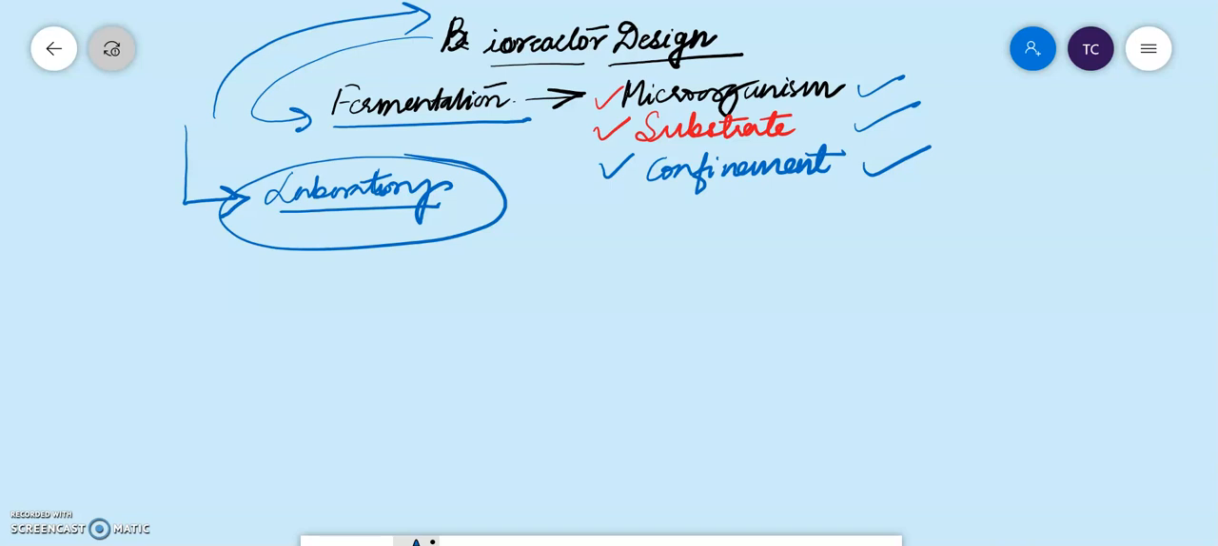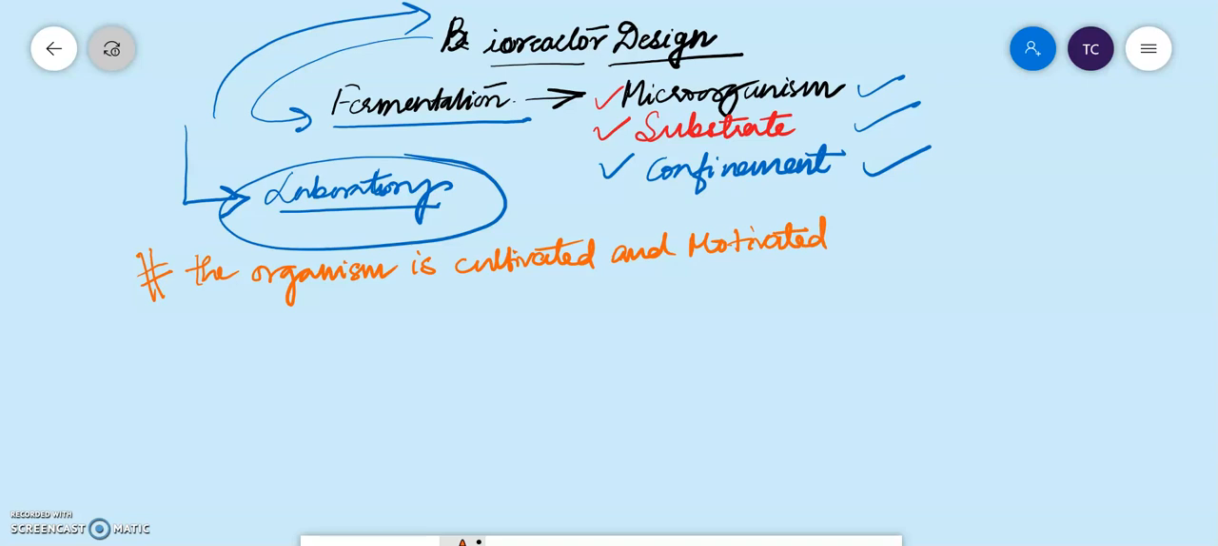So if I first write the definition of the bioreactor and then I relate, then you will understand my point. The definition of the bioreactor is that it is a confinement where the organism is cultivated and motivated to grow. So here there are two important terms. If I highlight those terms, that is your cultivation, another is your motivation.